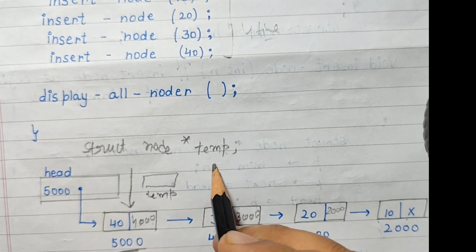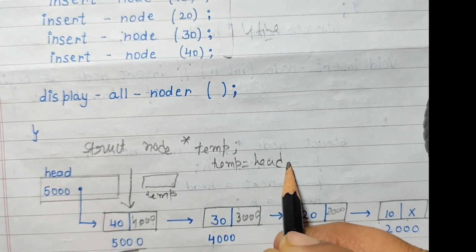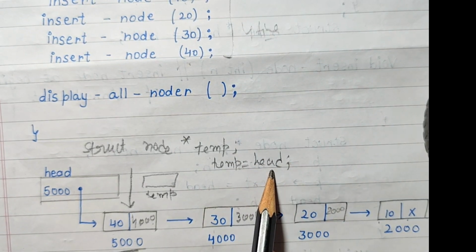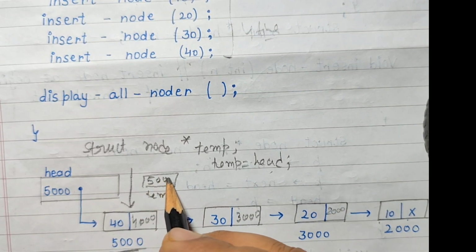Now I enter the value in the temp variable by writing temp is equal to head. When I write temp is equal to head, what is the value of head? Head has a value 5000. So 5000 will be stored here.